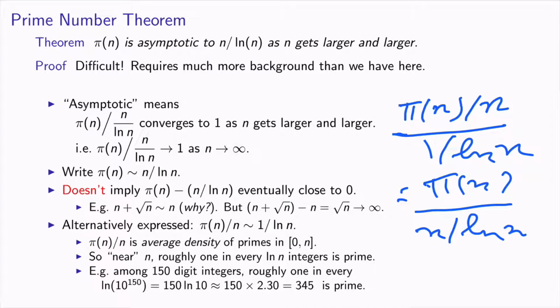Let's give an example. If I look at, say, 150 digit numbers, then roughly 1 in every log of 10 to the 150, well, that's 150 log of 10, and log of 10 is 2.3, so roughly 1 in every 345 is prime. That's pretty common when you're looking at integers which have 150 digits. This is of the order of 10 squared, 10 cubed. So there are very, very many primes out there.